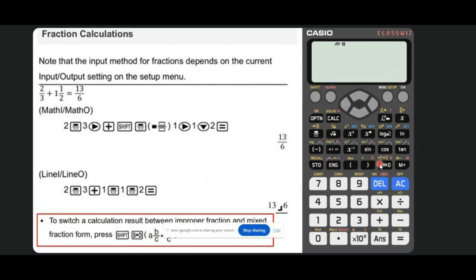Because this mixed fraction symbol is in yellow color, so you need to press shift to use it. So everything that is yellow, you need to press shift, then you can use it. If you didn't press shift, you cannot use that function.